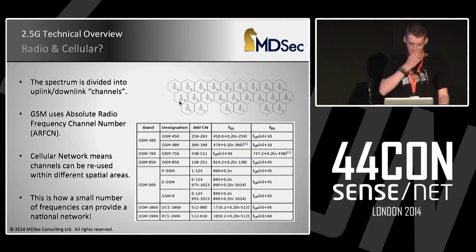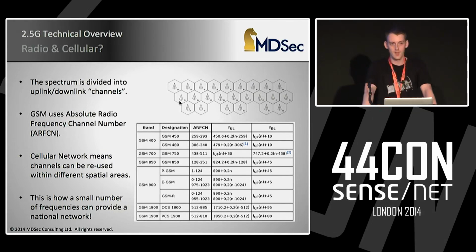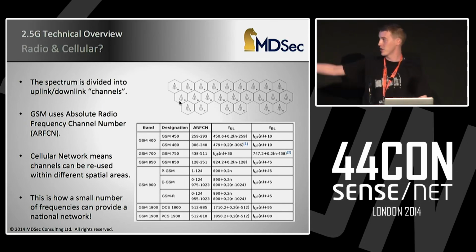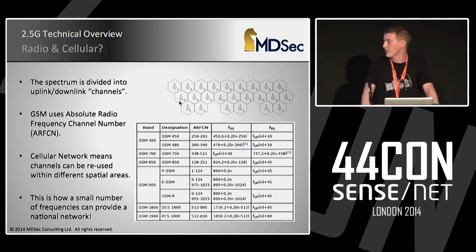So, radio and cellular. Basically, the GSM spectrum has a chunk of the electromagnetic spectrum, and it's divided up into uplink and downlink channels. This table here shows you the different bands that are assigned for 2G GSM use. And then the ARFCN is the absolute radio frequency channel number. The way that works is essentially the spectrum is divided up into channels, and these channels are assigned a unique number that the GSM can use.